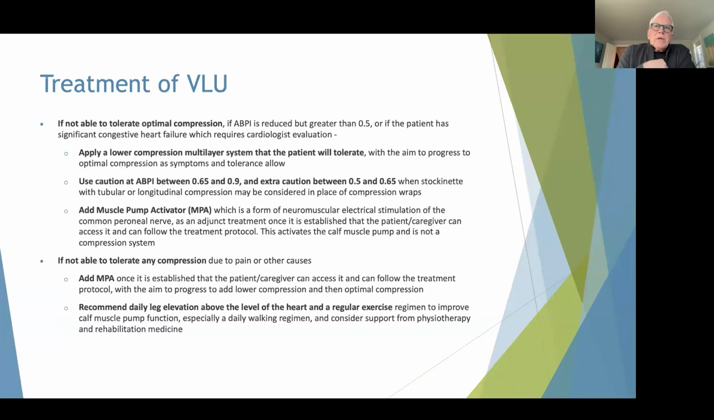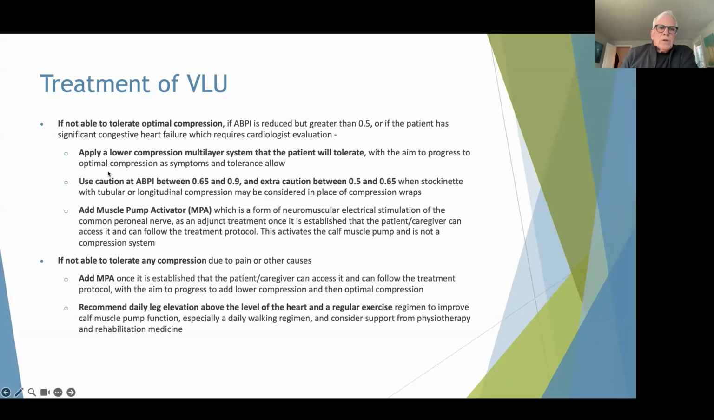The next thing is what this consensus statement was trying to do. Okay, that's the broad principle, that's the gold standard, but what if you can't achieve that? And then what do you do? So it gives you some guidance in that. There may be many reasons why your patients can't tolerate optimal compression. It may be they've got a reduced ABPI. It may be they, for some reason, are unable to tolerate compression.